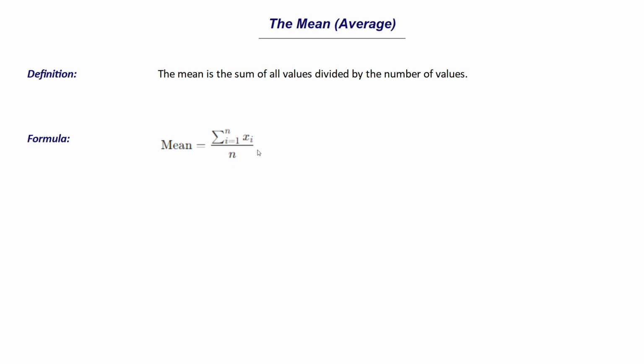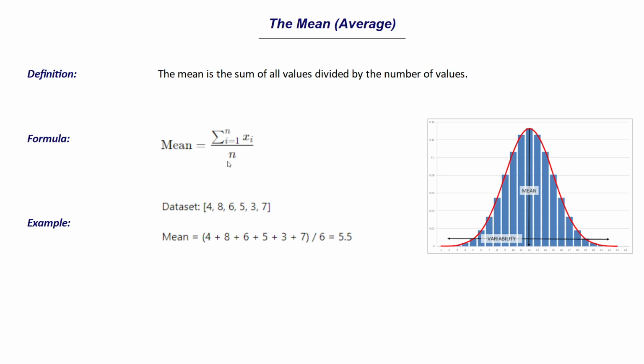If there are 10 or 20 numbers, whatever it is, we do the summation of all those numbers and divide by n, where n is nothing but the total number of values. If you consider a data set example, let's say we have these six numbers: 4, 8, 6, 5, 3, and 7. If you add all these and divide by 6, because we have six numbers, you get the mean value as 5.5.